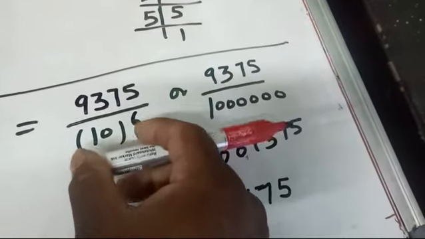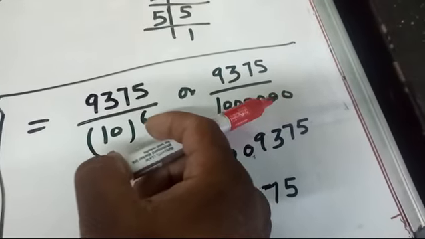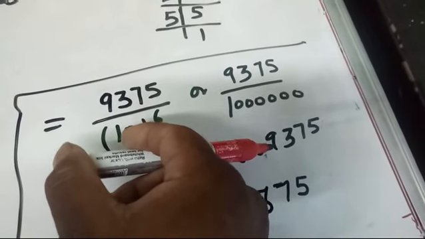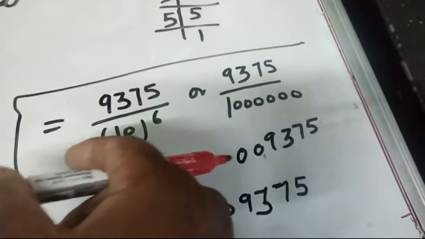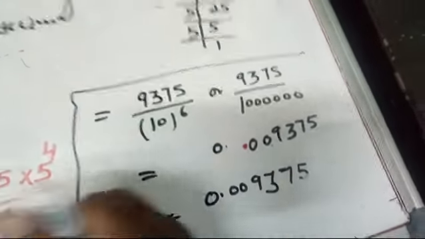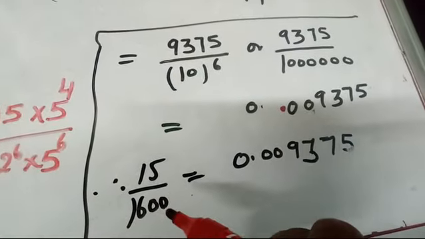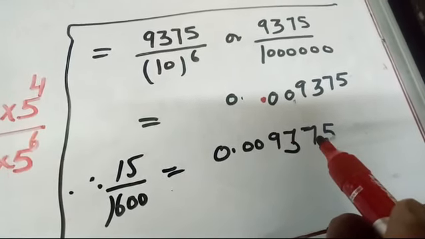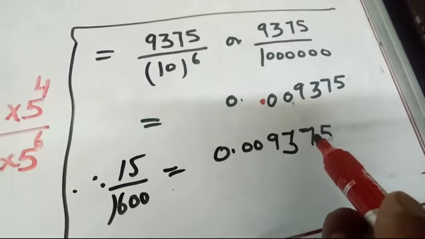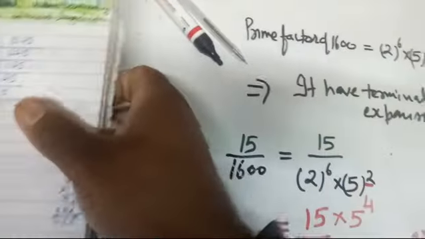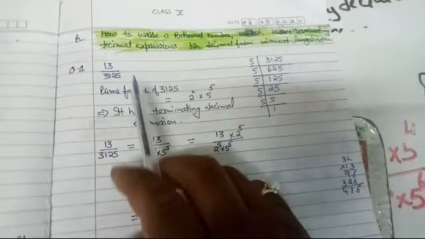Now we know how to write it in decimal form. We write this number and then count the number of zeros: 1, 2, 3, 4, 5, 6. So from here, 1, 2, 3, 4, 5 and 6, we place the decimal point. So 15 upon 1600 we can write as 0.009375. This is the way to write a rational number in decimal form without long division.